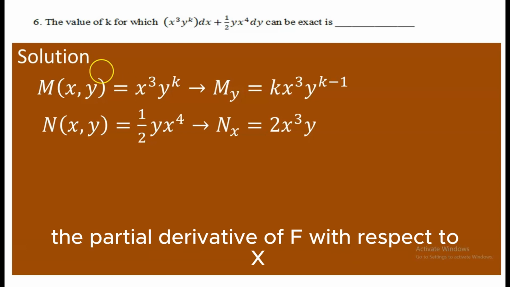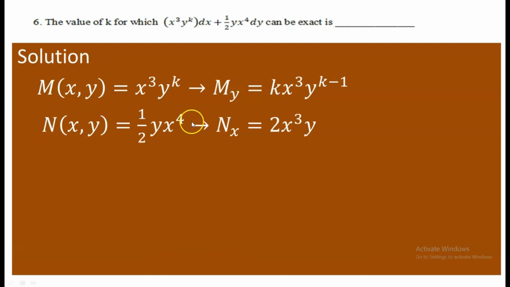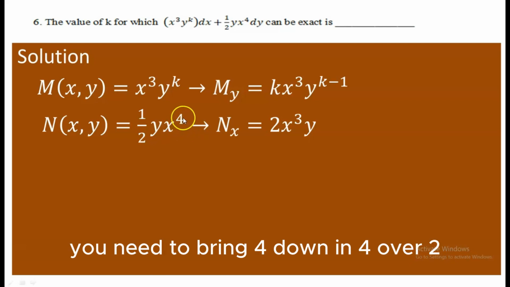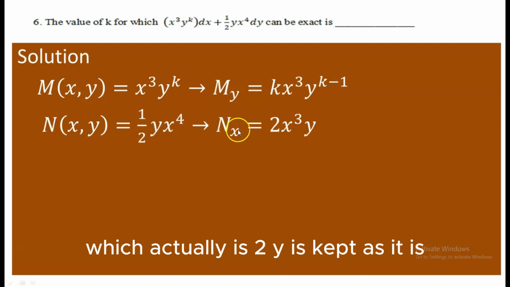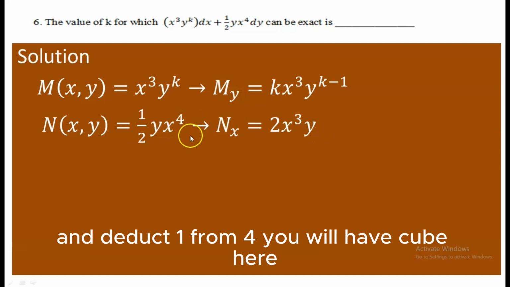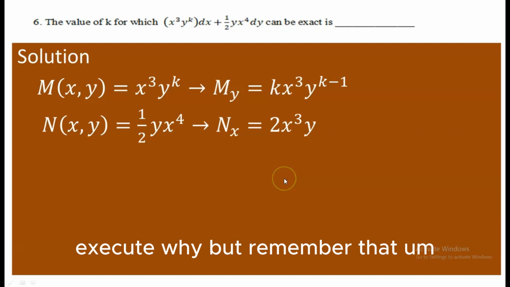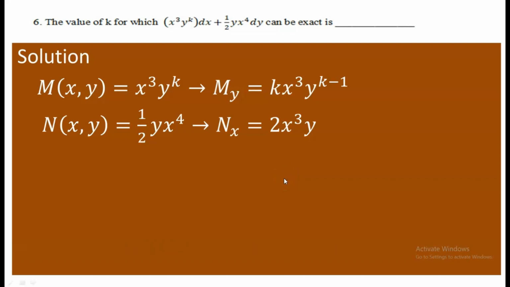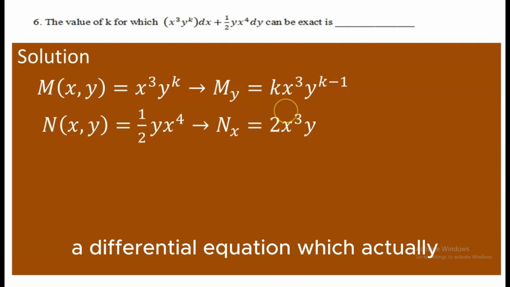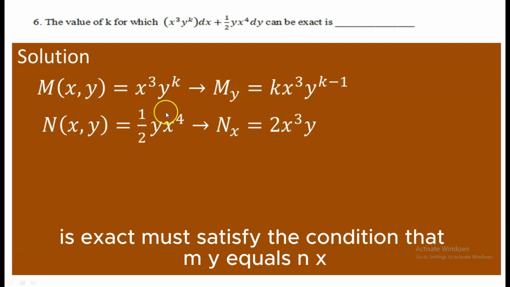So the partial derivative of n with respect to x is nothing but you need to bring 4 down in 4 over 2, which actually is 2. y is kept as it is, and deduct 1 from 4, you will have x cubed here, so this is going to be 2x cubed y. But remember that a differential equation which actually is exact must satisfy the condition that my equals nx.